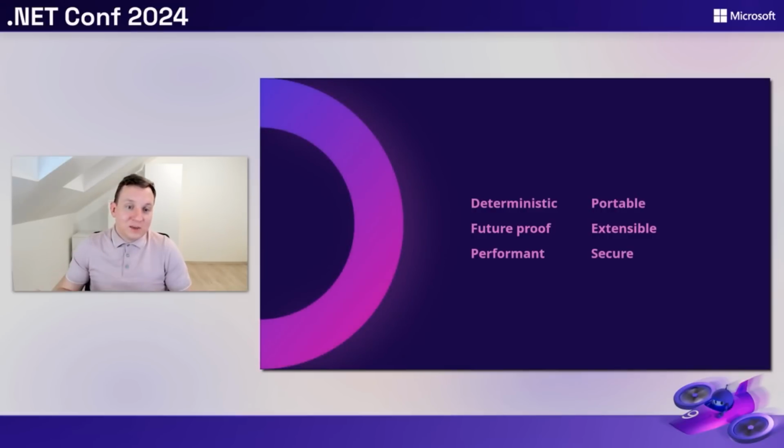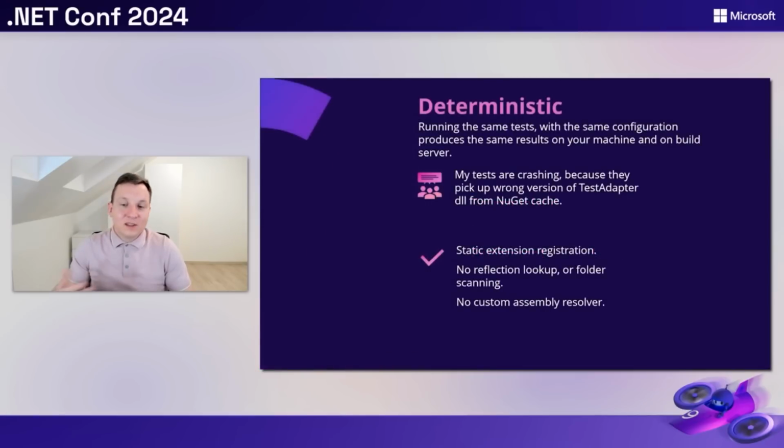When we were creating this new testing platform, we built it on 6 pillars: to be deterministic, portable, future-proof, extensible, performant, and secure. Let's look into each point one by one.